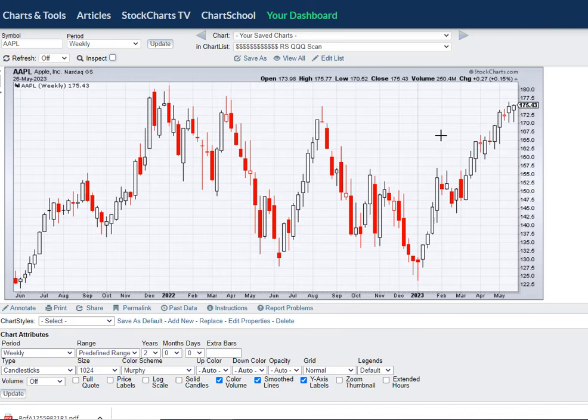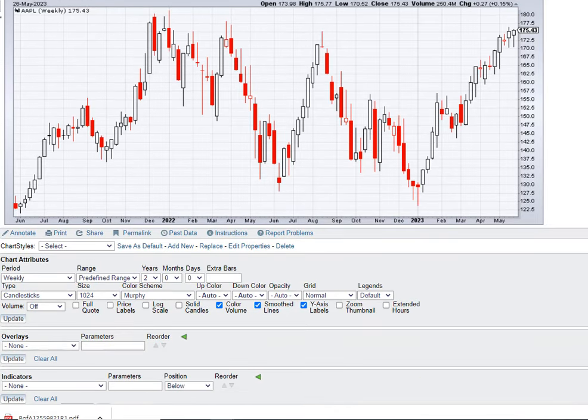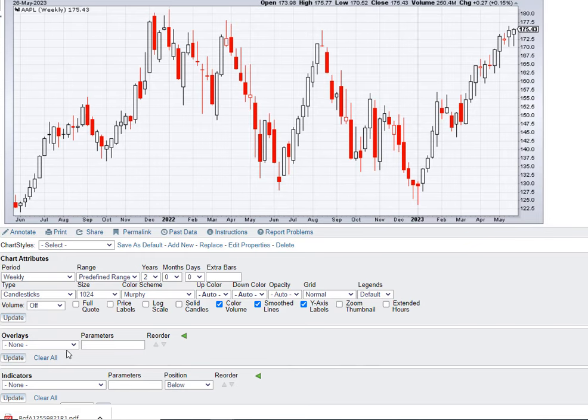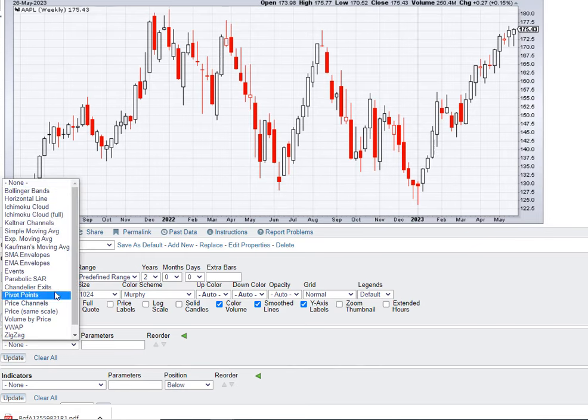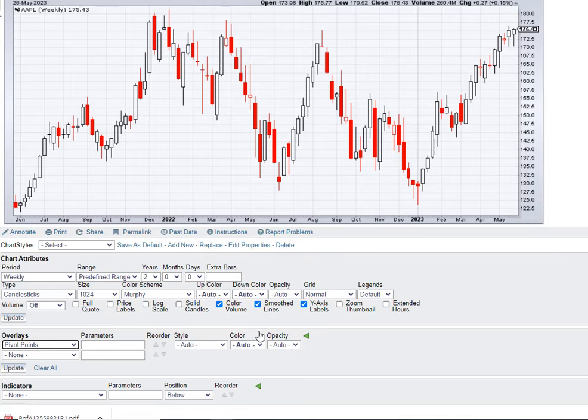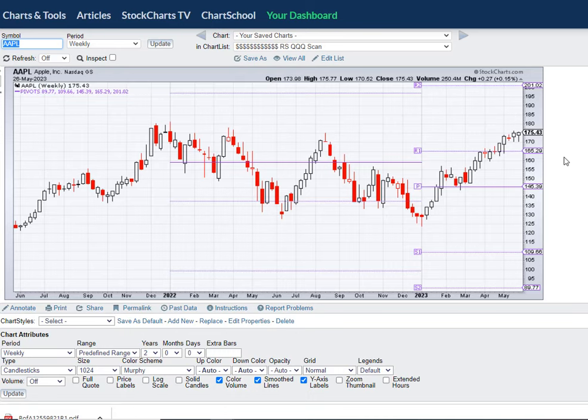We'll start here with the basic chart. This is of Apple on the Stockcharts platform. Here we just have a weekly candle chart of Apple stock for the past couple of years. We move the chart down here a little bit. You can see it overlays here. Hit pivot points. Select the color. I like something that stands out, so in this instance we'll use purple. You hit update, and here are the pivot levels.